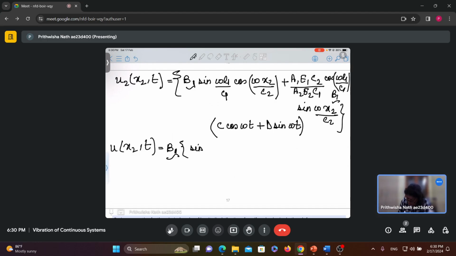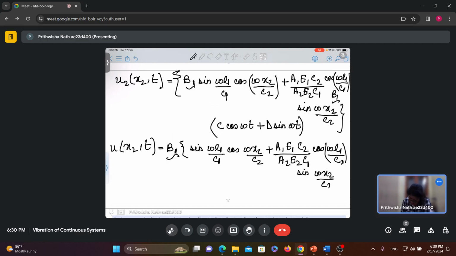I can write this as sin(omega L1 by C1) cos(omega x2 by C2) plus A1 E1 C2 by A2 E2 C1 cos(omega L1 by C1) sin(omega x2 by C2), whole multiplied by (C cos omega t plus D sin omega t).